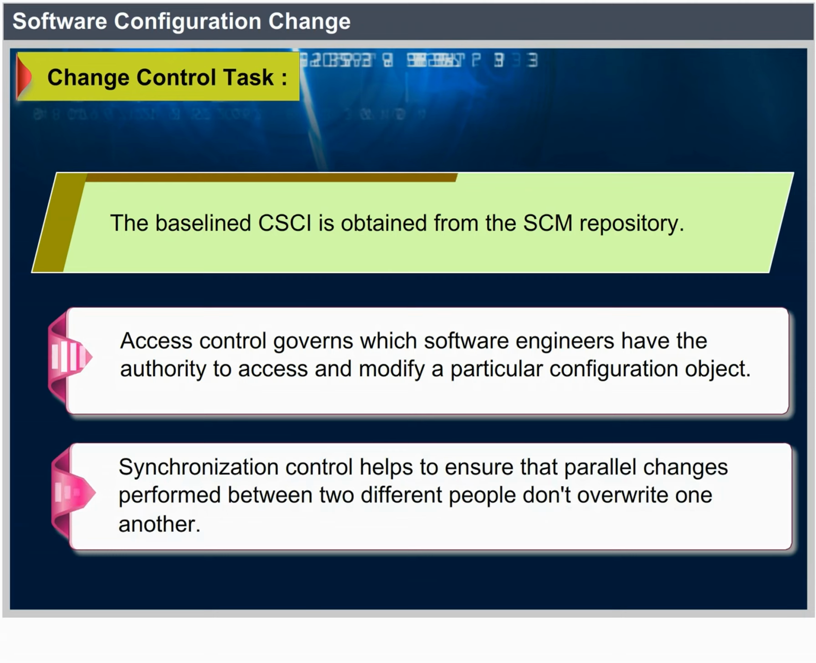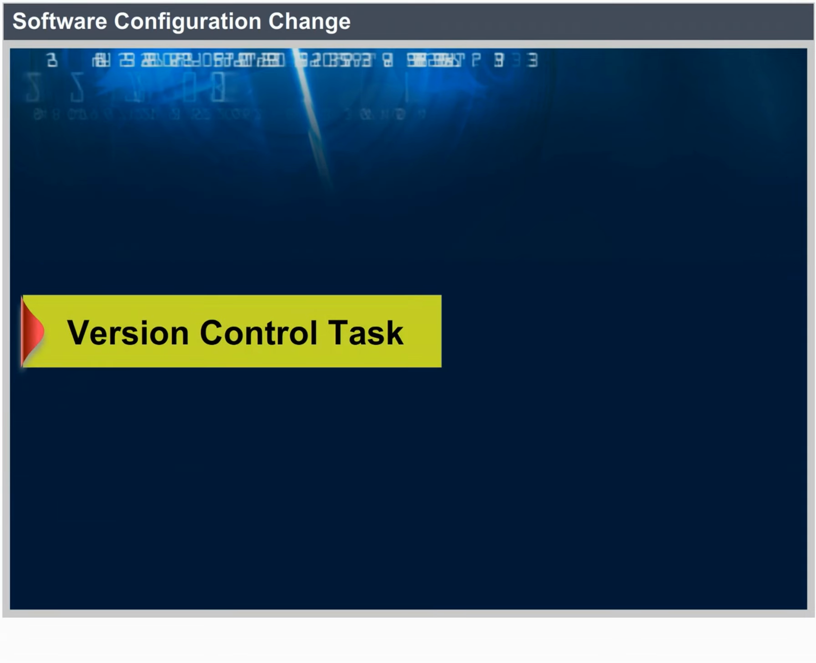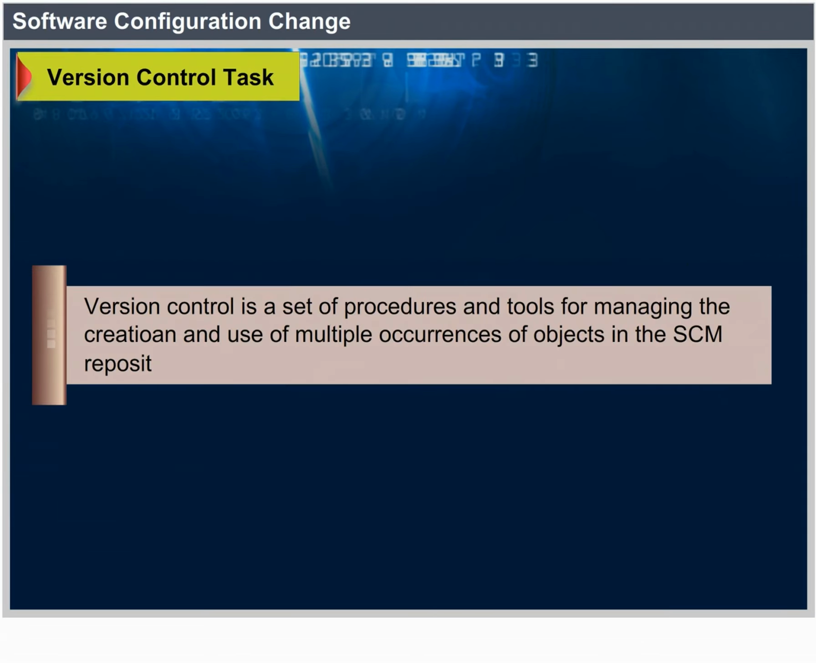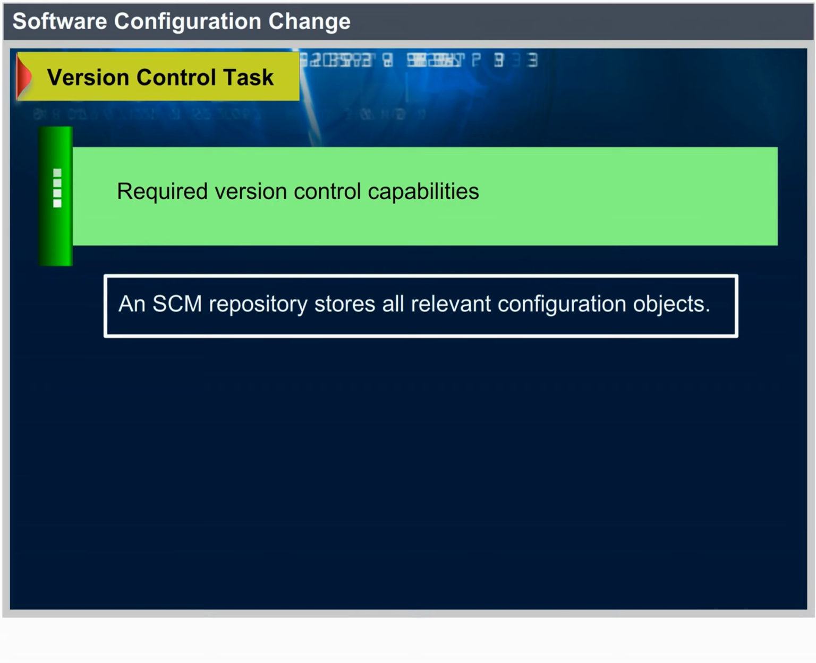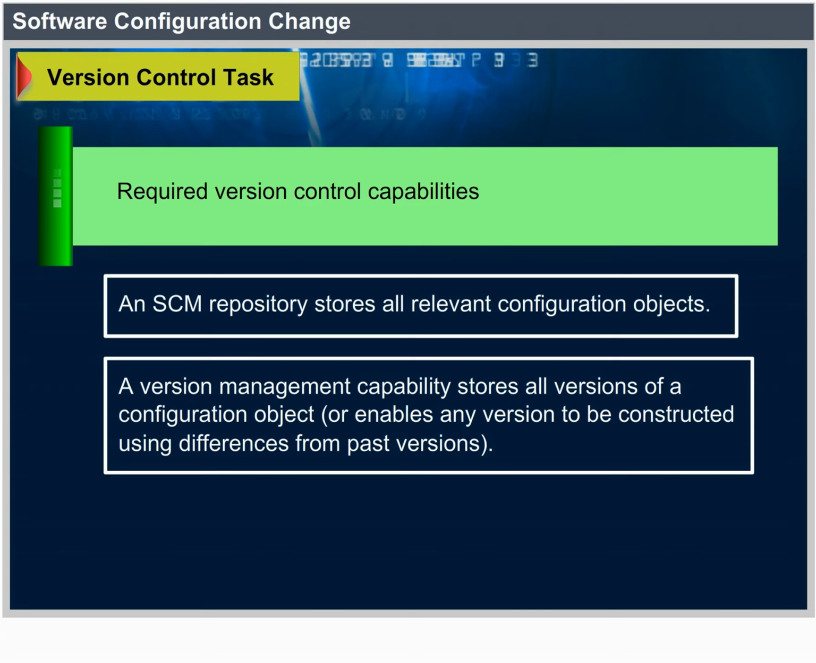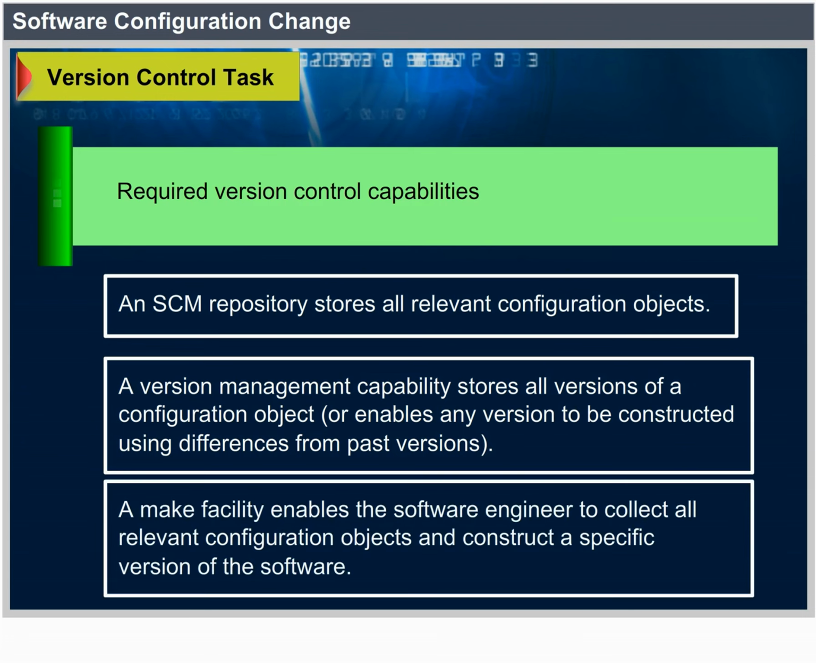Version control task. Version control is a set of procedures and tools for managing the creation and use of multiple occurrences of objects in the SCM repository. Required version control capabilities: an SCM repository that stores all relevant configuration objects; a version management capability that stores all versions of a configuration object or enables any version to be constructed using differences from past versions; a make facility that enables a software engineer to collect all relevant configuration objects and construct a specific version of the software.